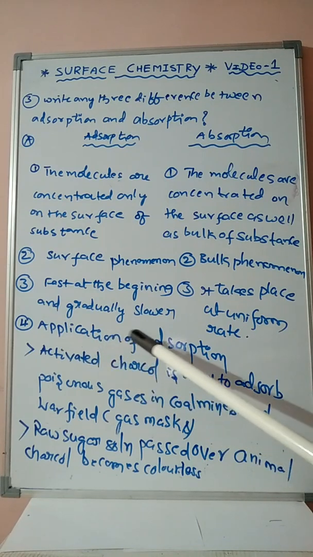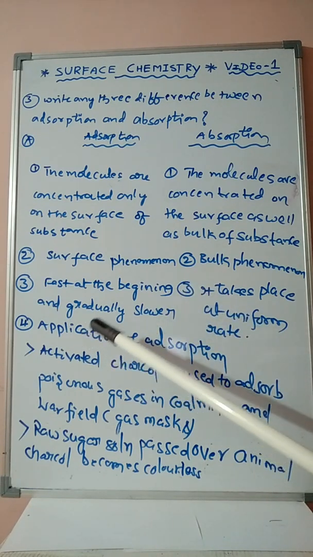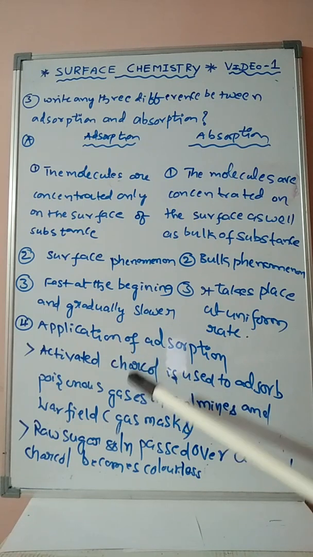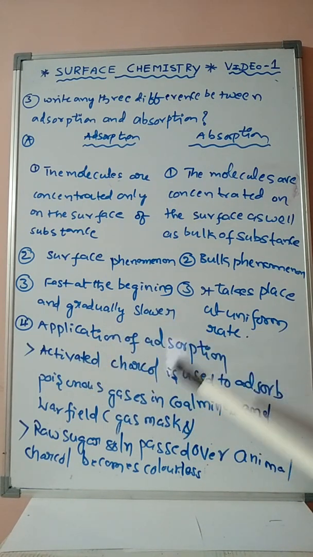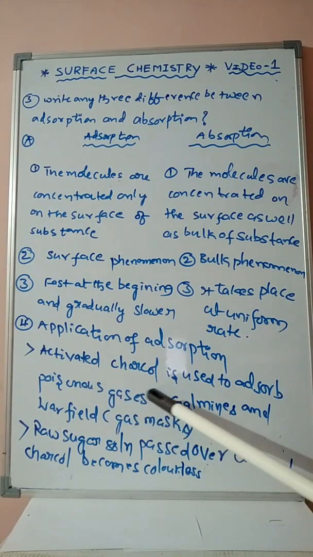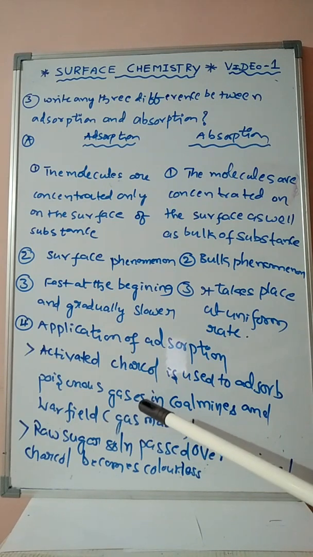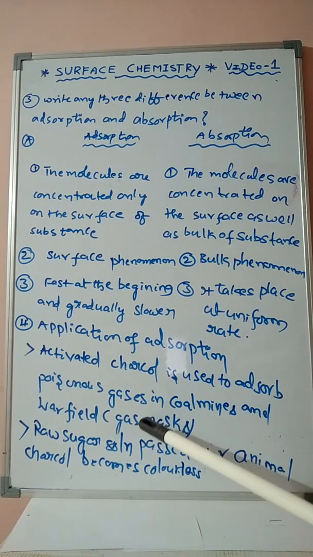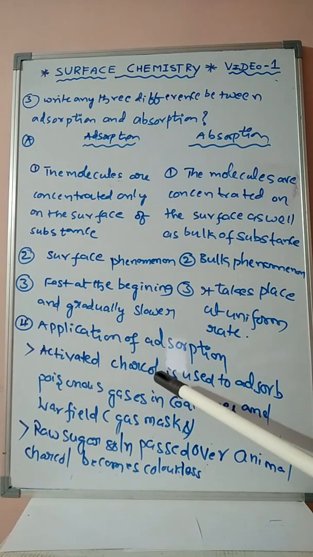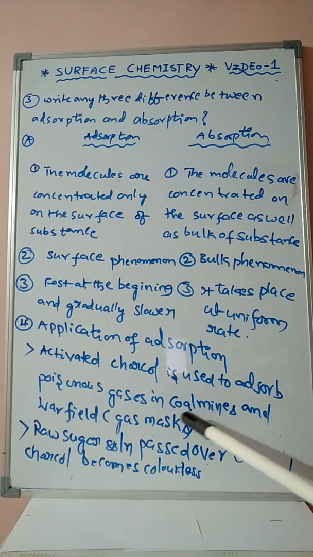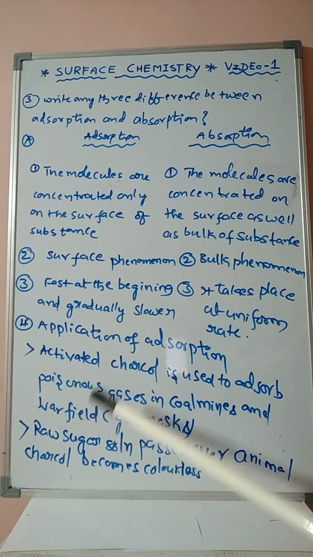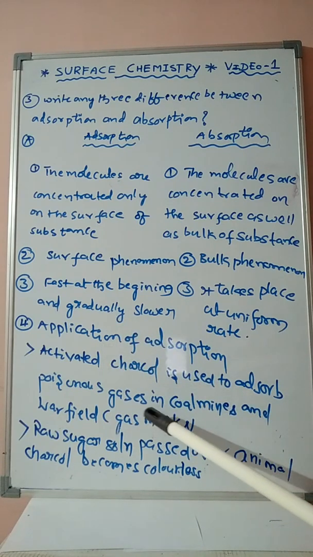Next question. Application of adsorption. In examination, nearly 5 or 6 applications are there, student. Based on each application, a 1 mark question is expected. That's why we are discussing this also. Applications of adsorption: activated charcoal is used to adsorb poisonous gases in coal mines and war fields. Generally, students, workers wear a gas mask, and in the gas mask activated charcoal is present. Any poisonous gas released in coal mines and war fields is adsorbed by the mask.